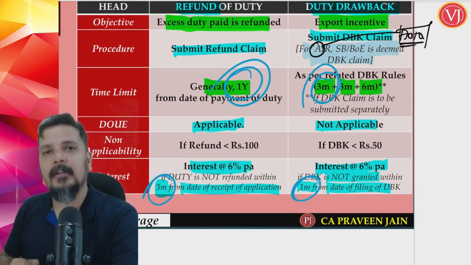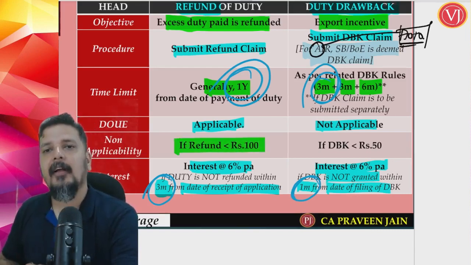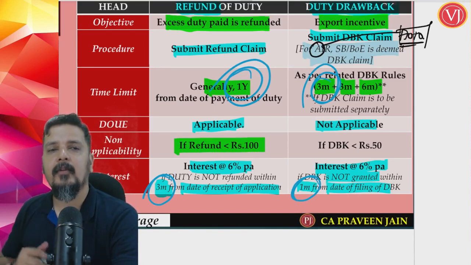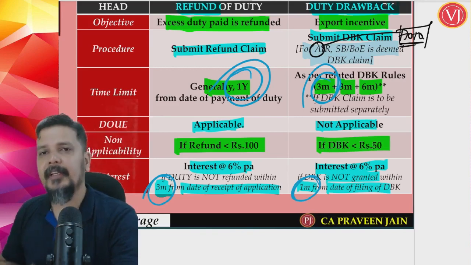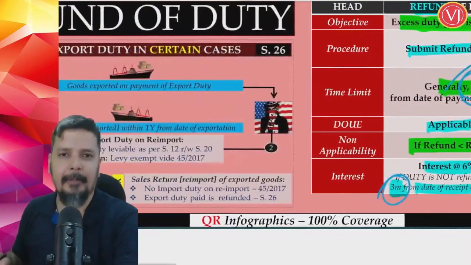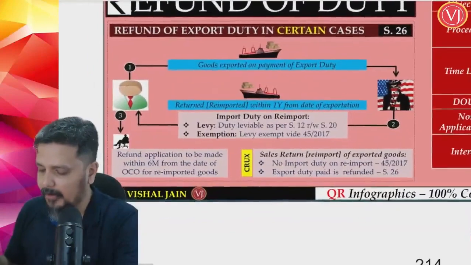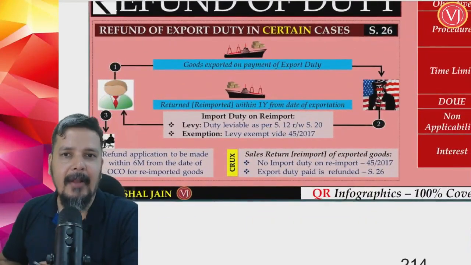When you talk about non-applicability, if the refund amount is less than 100, there's no question of any refund, it's only theoretical. And if the drawback claim is less than 50, you cannot come. Refund less than 100, not allowed. Drawback less than 50, not allowed. Only theoretical for your exam purposes, not practical. No one is going to do that. Now, that is the basic difference between your refund and drawback.